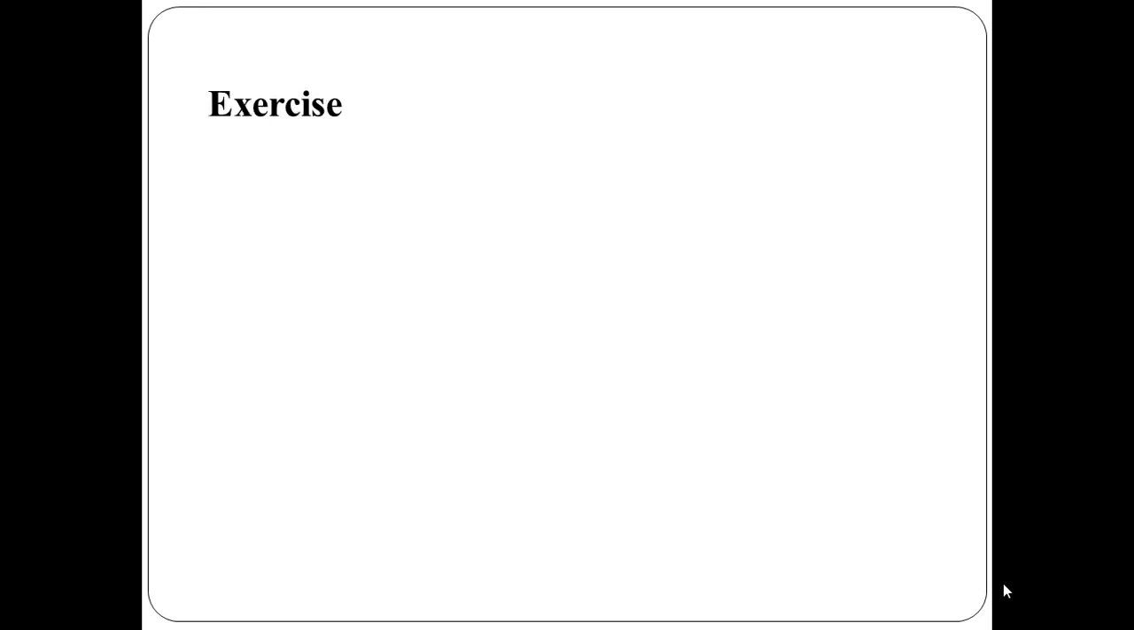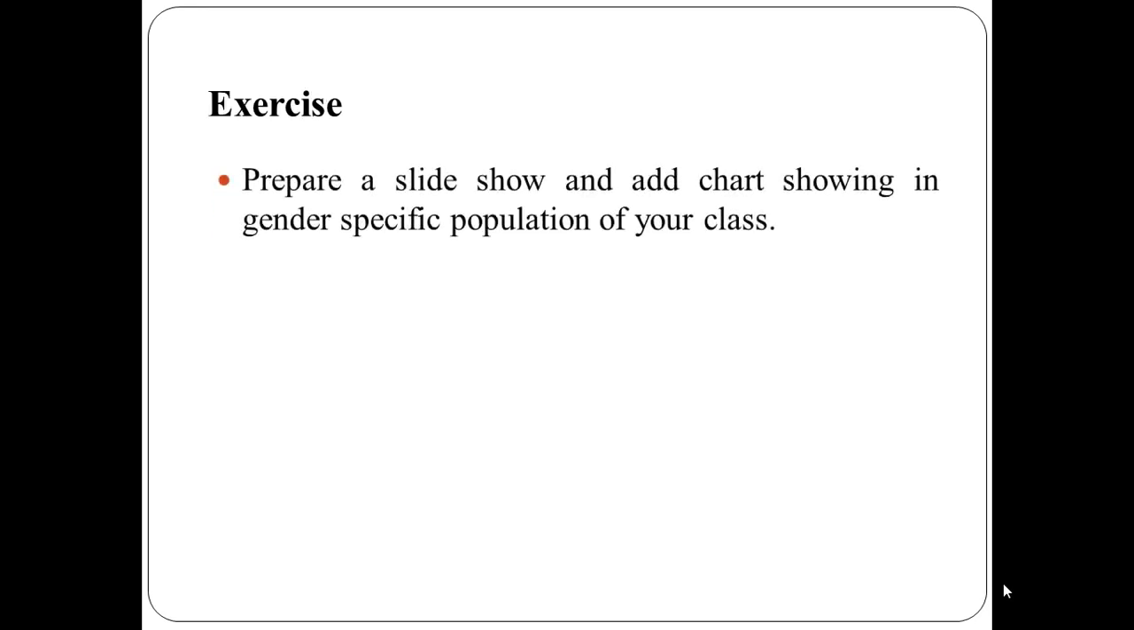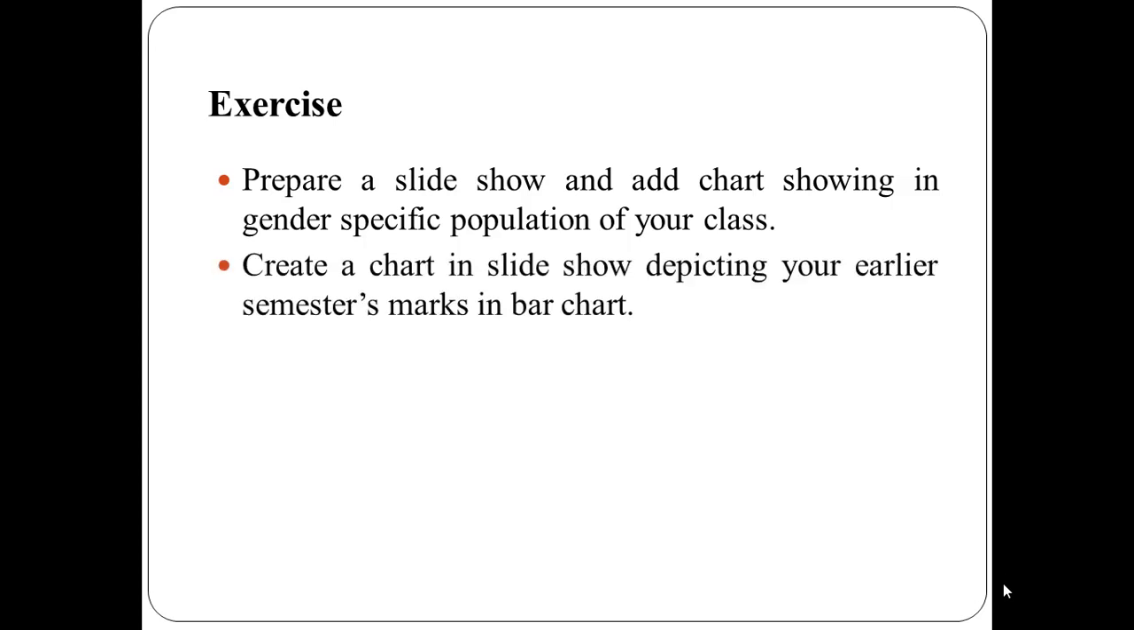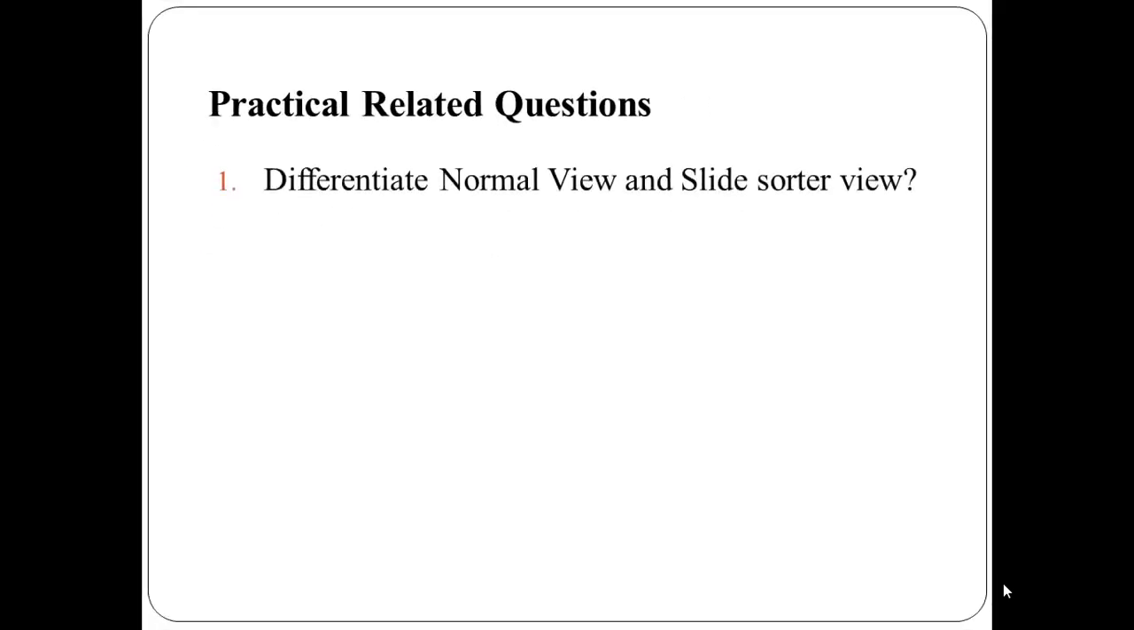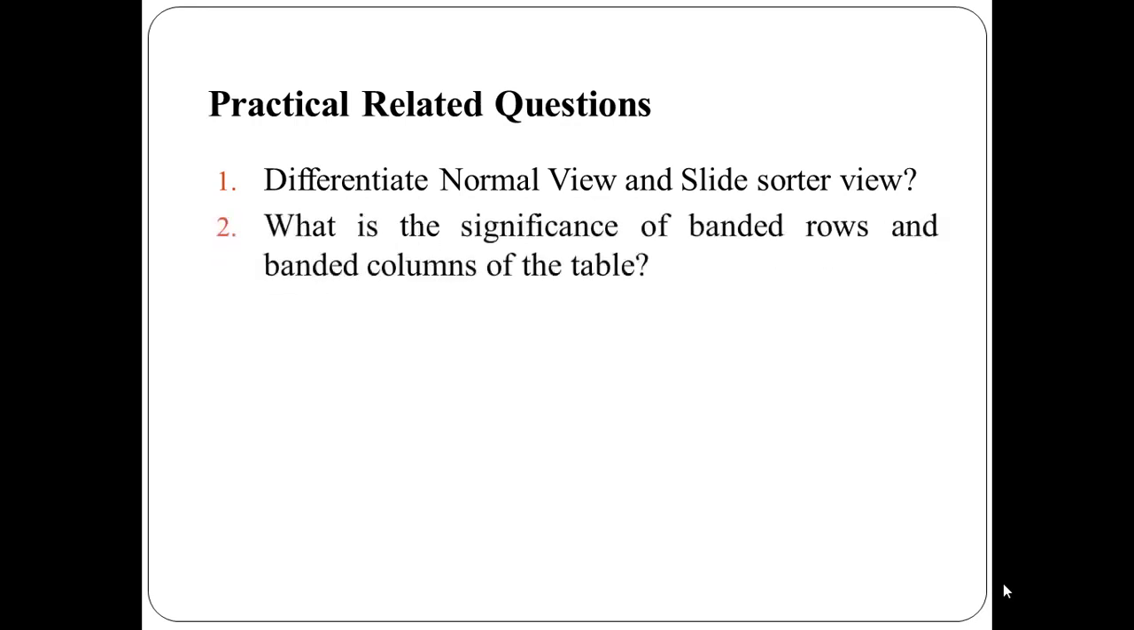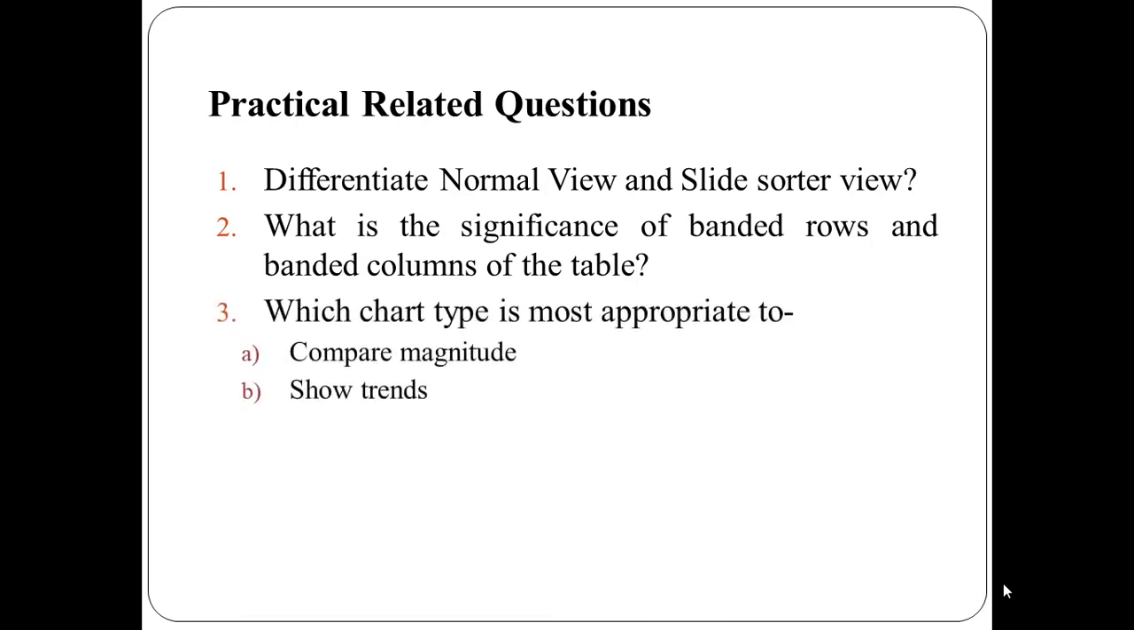You have to complete the exercises: prepare a slideshow and add a chart showing the gender-specific population of your class. The second exercise is to create a chart in a slideshow depicting your earlier semester's marks in a bar chart. These are some practical related questions. You have to differentiate normal view and slide sorter view. The second question is, what is the significance of banded rows and banded columns of the table? And the third question is, which chart type is most appropriate to compare magnitude and show trends?